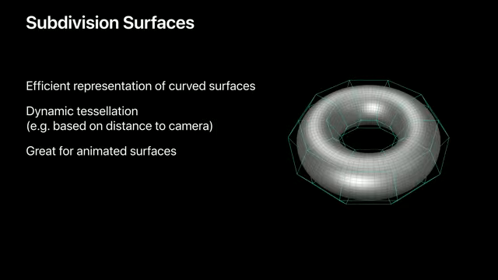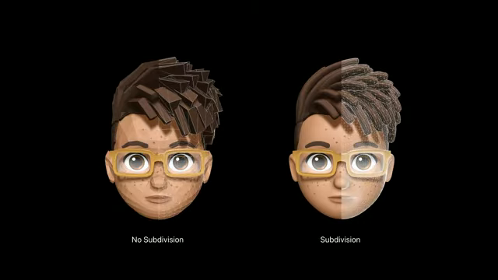Subdivision surfaces are also great for animated content. And we have been using subdivision surfaces in the past couple years, for example, for Animoji or Memoji. On the left-hand side, you can see what the subdivision control mesh would look like if you rendered it as a polygonal surface. You can see that it's fairly coarse, which is great in terms of the memory footprint. On the right-hand side, you can see the final subdivided surface, and you can see the beautiful details in there.